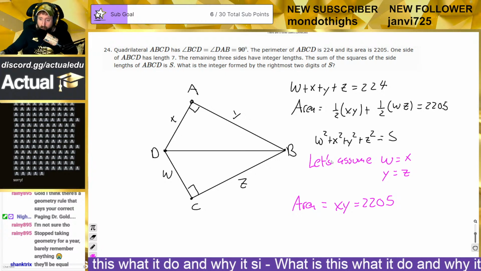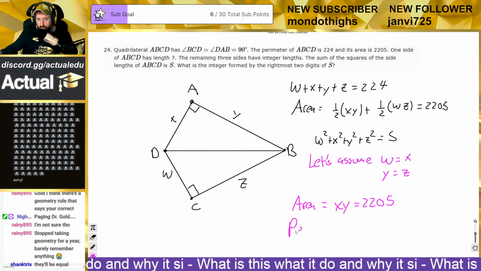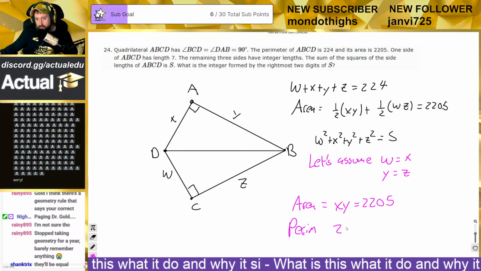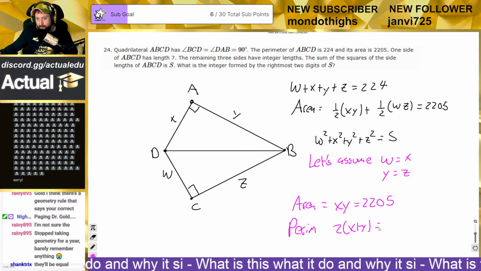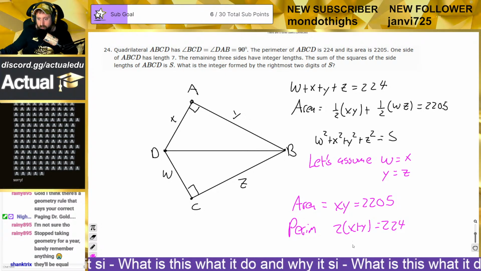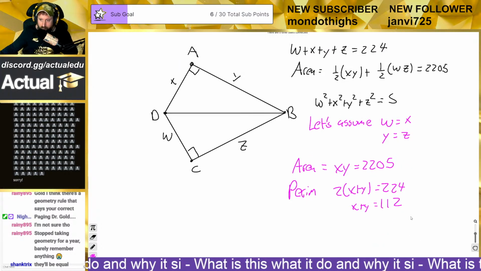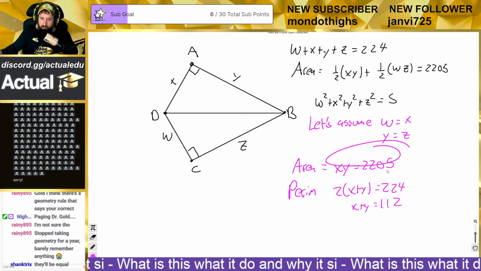Good. And then now our perimeter gets a little bit simpler, right? Because now we just need the perimeter of this and double it. So we know that 2x plus y is equal to 224. So x plus y is equal to 112. Nice. I like this already. This is already nice.